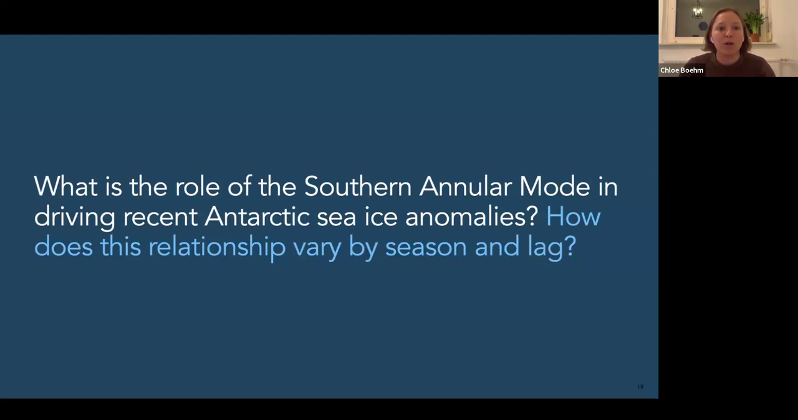And so generally, our question is, what is the role of the Southern Annular Mode in driving some of these recent Antarctic sea ice anomalies? And as I mentioned, how does this relationship vary by season? And then also by lag: how could the SAM in one month maybe have an impact on sea ice 6 to 8 months later? Can we look at those sorts of relationships?